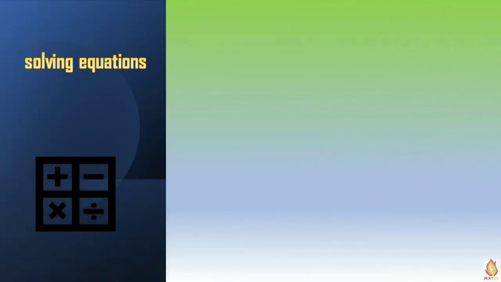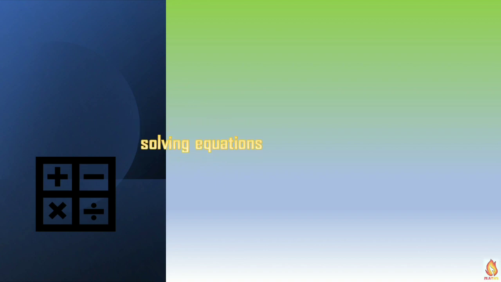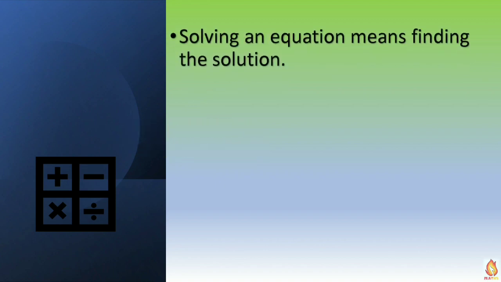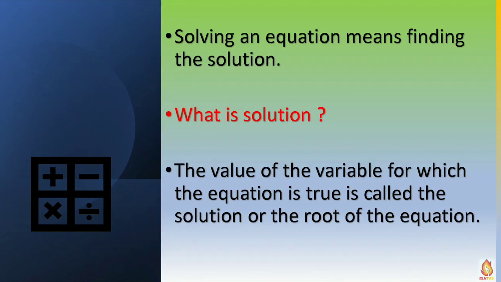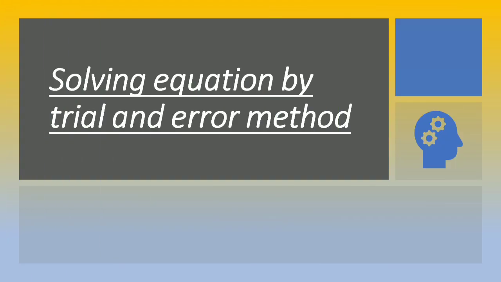Solving an equation. What do you mean by solving an equation? Solving an equation means finding the solution. And what do you mean by solution? Solution means the value of that variable for which the equation is true, or for which both parts, LHS and RHS, are equal. That value is called the solution or the root of that equation. Now let us try the trial and error method.